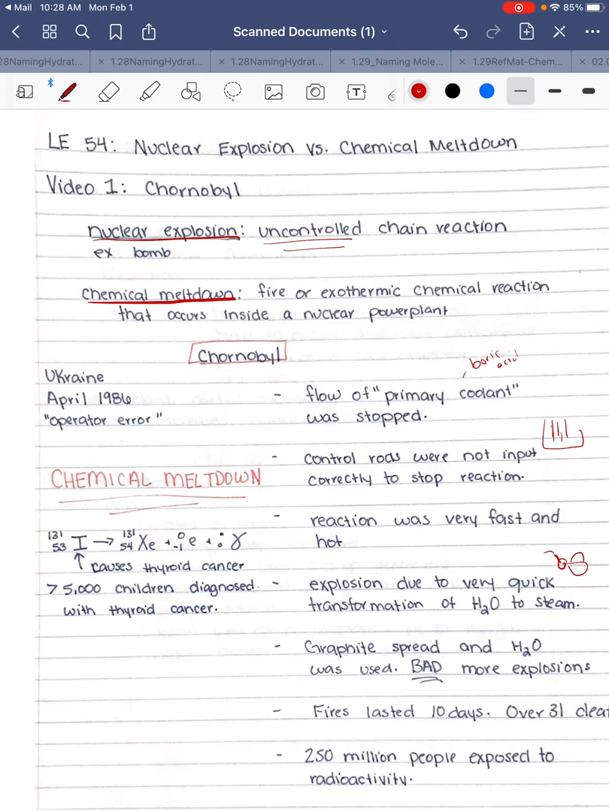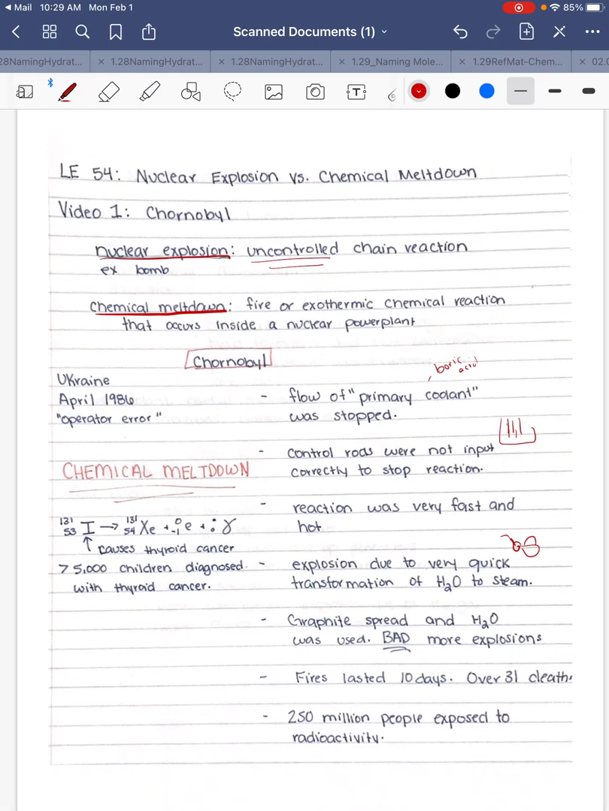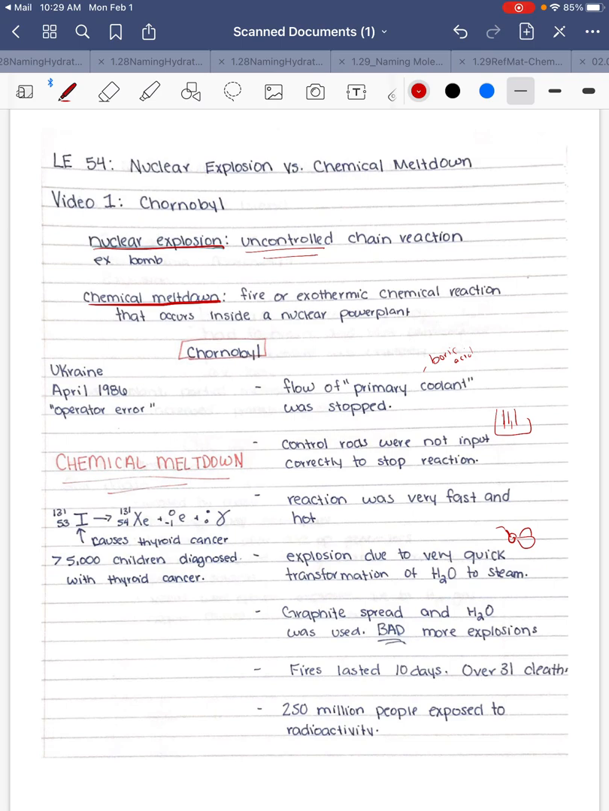Some of these chemical explosions, guys, the fires lasted for 10 days. That's a long time. Again, they can't put it out with water. They just have to let it run its course. There were over 31 deaths, unfortunately, in this accident in Chernobyl. 250 million people in the surrounding areas were exposed to radioactivity. Again, we are not made to be exposed to radioactivity, so this is not necessarily a good thing.